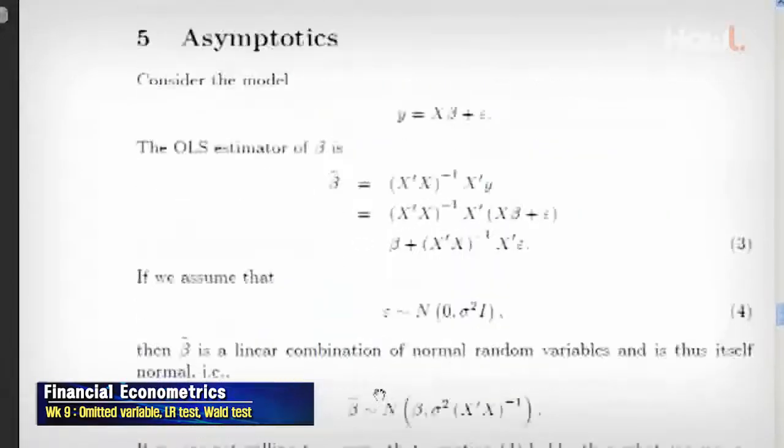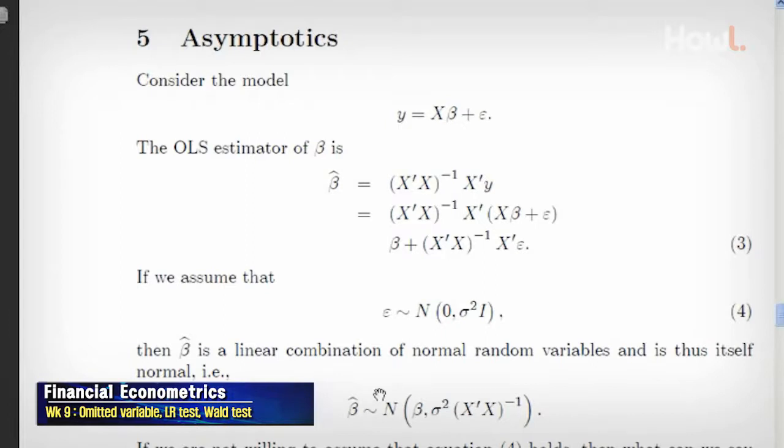Next one is asymptotics. So again, consider the model y equals x beta plus epsilon, and again we have the OLS beta hat, which is (x prime x) inverse x prime y, and instead of y we plug in x beta plus epsilon, so we have this equation. Now, until now we didn't assume anything about the distribution of this epsilon, right?